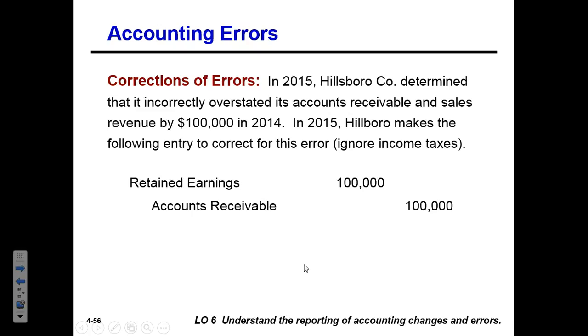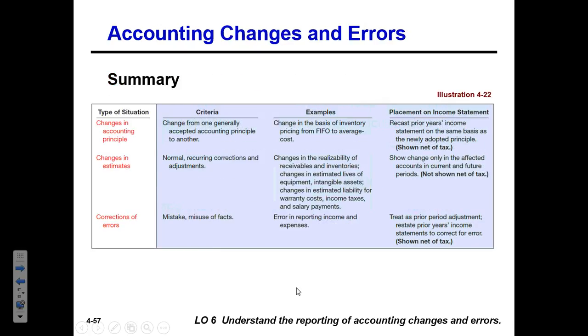See the difference? Change in estimate is going to hit the current year income statement. It's going to be a revenue or expense account, right? Correction of an error is going to go to retained earnings. Okay? That's it. Okay. And we've got another sheet that does all of that for us on page 181. Okay?